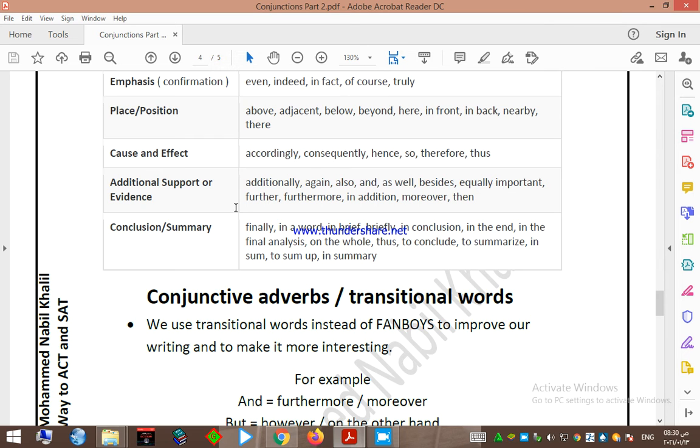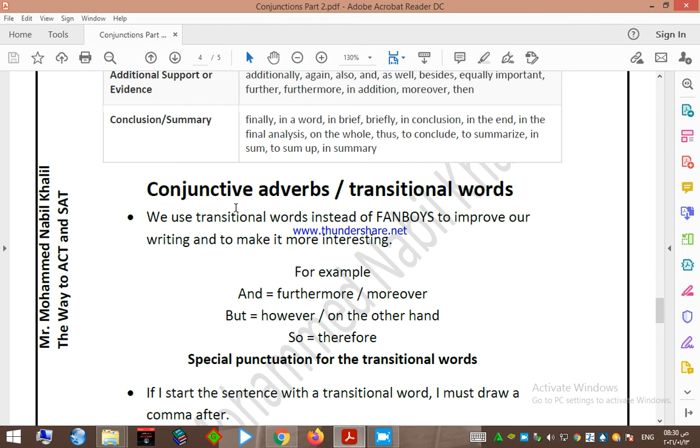These are the most common transitional words, and we need to focus on each one and why we use each transitional word for each function. We use them for cause and effect, to support ideas, to add more ideas, to show contrast, to give examples, like that.